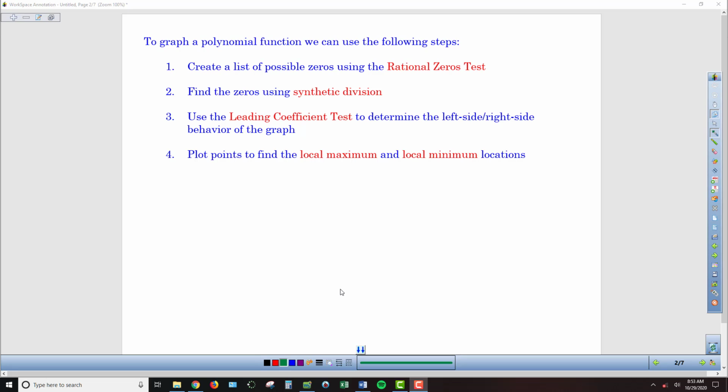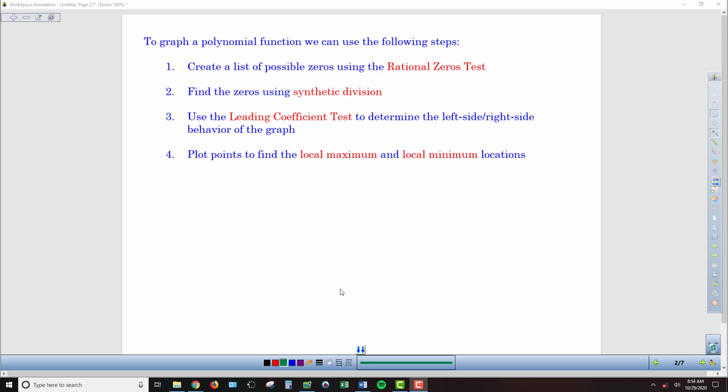So if we are tasked with graphing a polynomial function, we need a process to be able to make that happen. So we have to find the zeros. We have to know what the endpoint behavior is. Does the graph take off to positive or negative infinity? We need to have all that information to be able to sketch the graph.